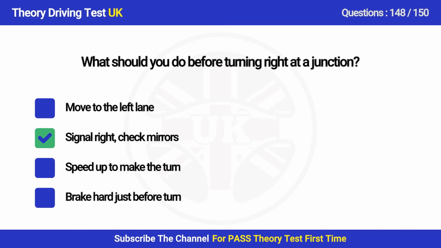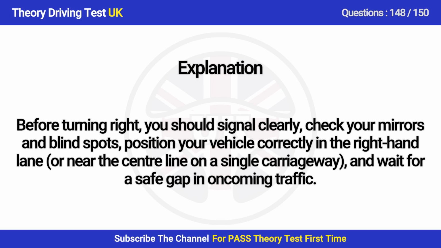Answer is B, signal right, check mirrors. Before turning right, you should signal clearly, check your mirrors and blind spots, position your vehicle correctly in the lane or near the center line on a single carriageway, and wait for a safe gap in oncoming traffic.